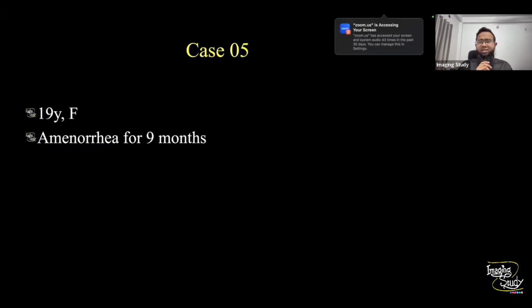Okay, so the last case of the day, this is case number 5. Obviously, it should be the pregnancy case, and obviously it should be a large case. So this is a 19-year-old female patient who came with amenorrhea for 9 months. Okay, so this is not the time to detect a congenital abnormality. But the patient was sent to my center with some unusual appearance of the fetal head. They couldn't solve the fetal head abnormality, so they sent the patient to our center.